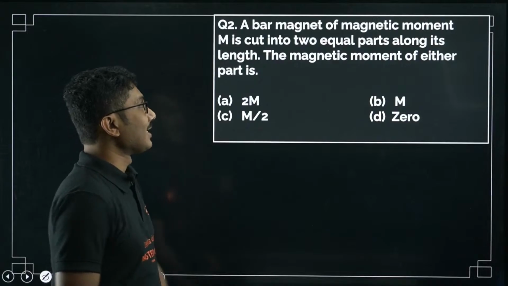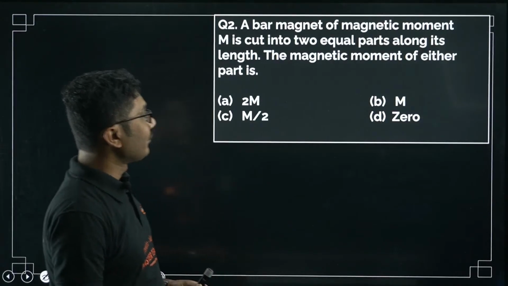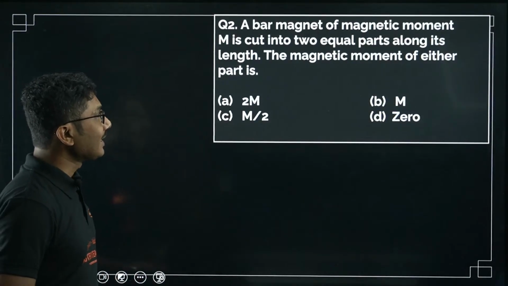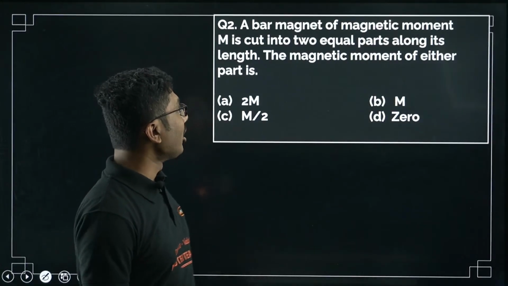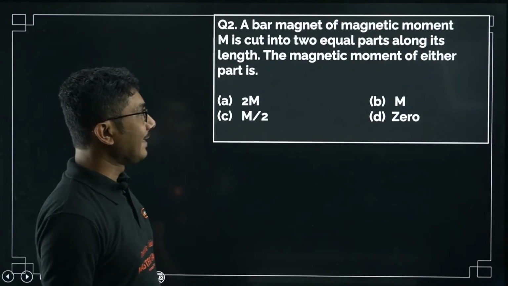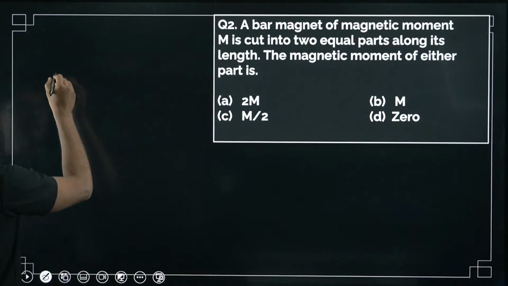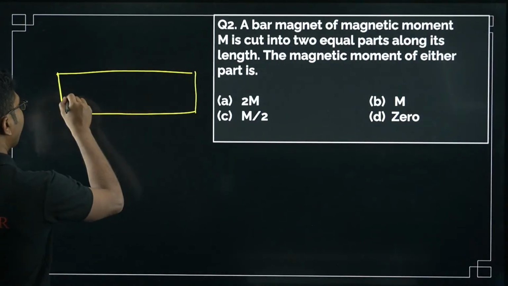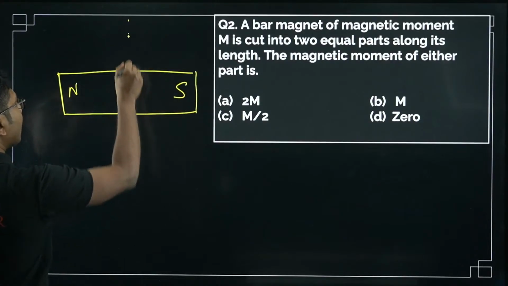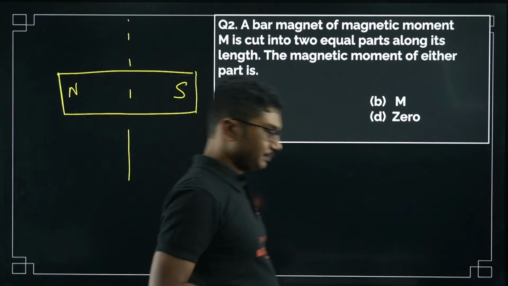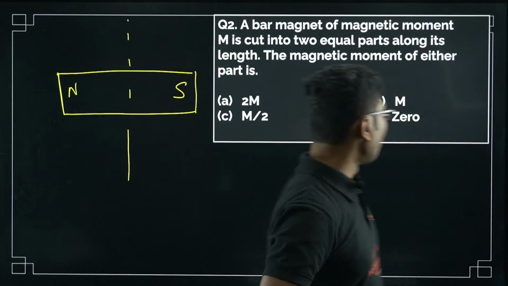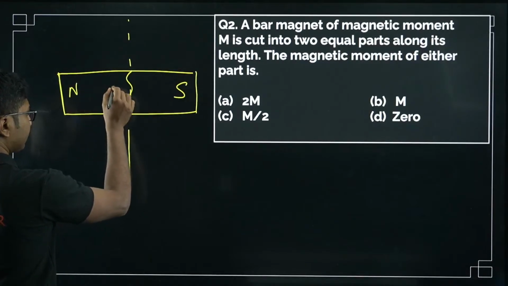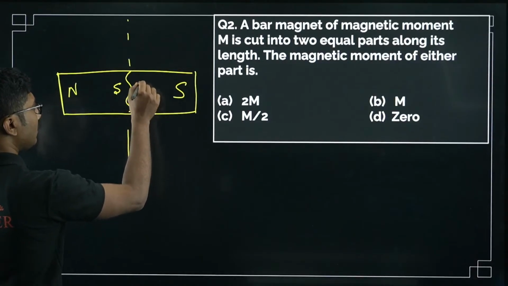Now next question, another easy question. Let's see how many of you can answer. A bar magnet of magnetic moment M is cut into 2 equal parts along its length. The magnetic moment of either part is, now we have a magnet, we have a north pole, we have a south pole. If we cut it from the middle, then what will be the magnetic moment for any one of the parts? So now we have cut it from the middle, so this is south, this is north, this is north, this is south.